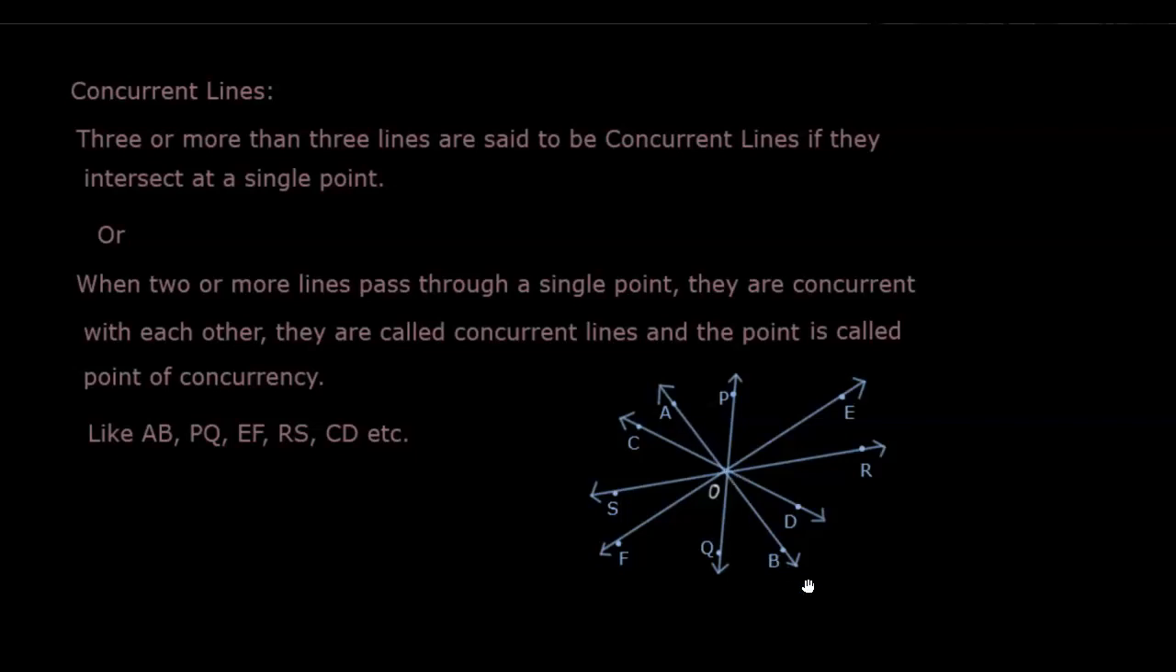Here, line AB, line PQ, line EF, line CD and line SR are all passing through O. Instead of saying that these lines are intersecting at O, we say that these lines are passing through the same point, say O. Then these lines are called concurrent lines. And this common point O is called the point of concurrency.